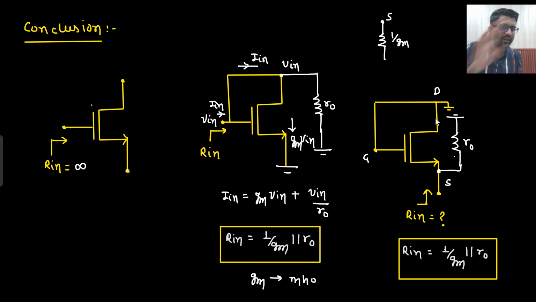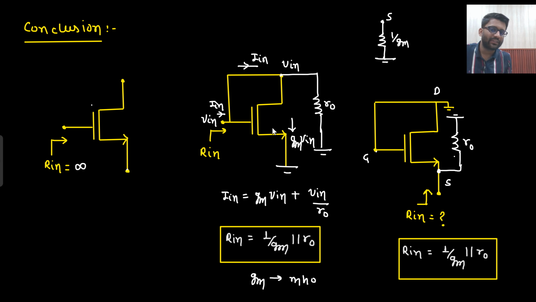Now gate is connected to drain, and drain is grounded. From source to gate, what do I see? I see this arrow. So from source to gate I see 1 by gm. Now this gate is connected to drain and drain is grounded. So from source to ground I see 1 by gm. Do you agree to this point? Are you getting this point?